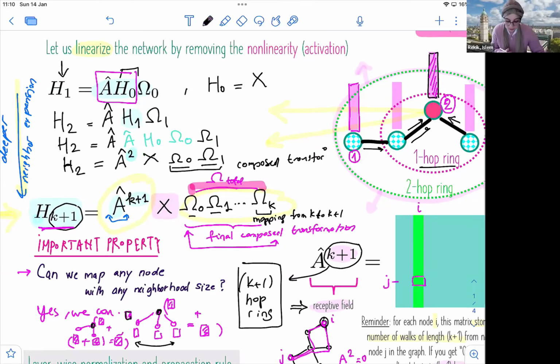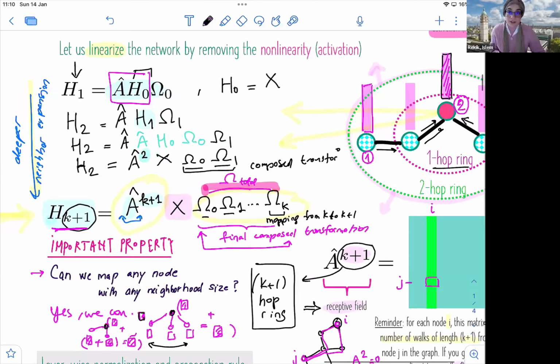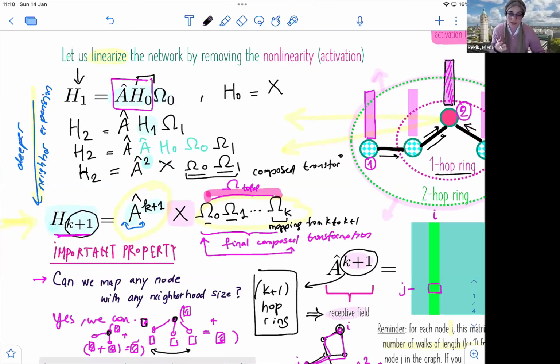And this is something really powerful about graph neural networks, because it generalizes across different neighborhoods, which means I'm learning an embedding function, omega total here, that works on any node in the graph independently of its local topology.